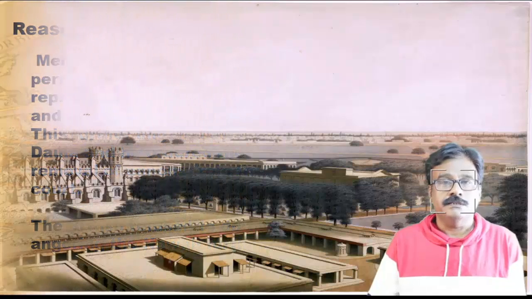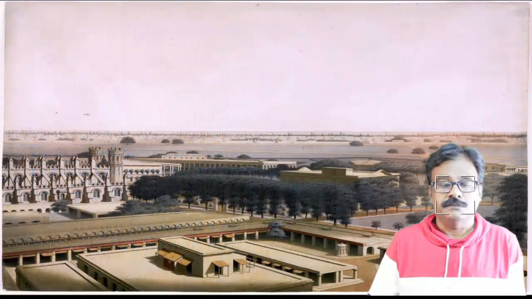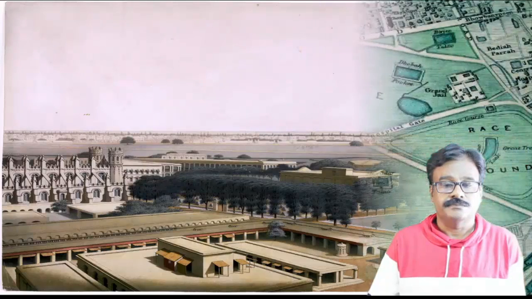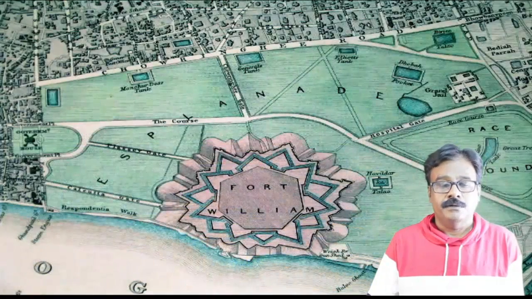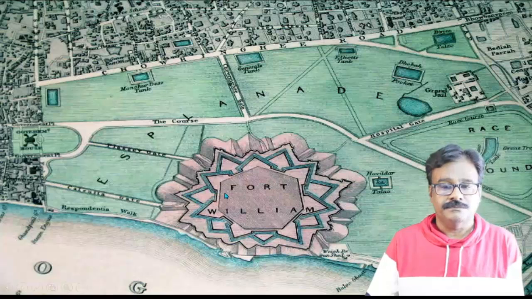What you are seeing now is Fort William, built on the banks of Hooghly in Calcutta. This is the blueprint or a map of Fort William. You can see here it is written as Fort William.